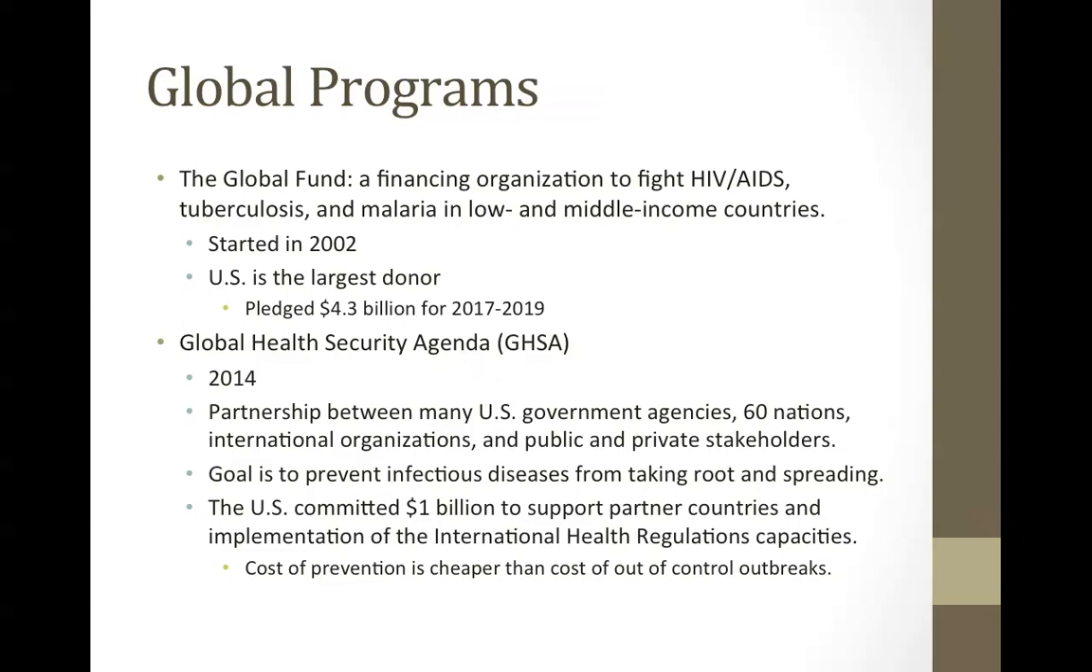The Global Health Security Agenda was established in 2014 and is also a partnership between many agencies, nations, and organizations that are there to prevent infectious diseases from beginning and spreading to other areas. The United States committed $1 billion to support the implementation of the capacities of the International Health Regulations, which I mentioned on the previous slide. While this seems like a lot of money, they realize that it is cheaper to prevent disease outbreaks than it is to control them after the outbreak has started.